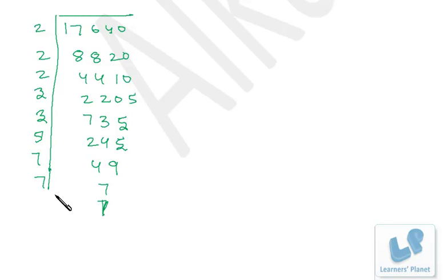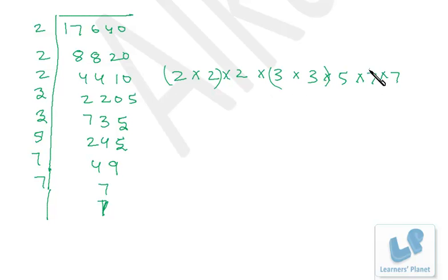1 is 7. So we got the factors of this as 2 into 2 into 2 into 3 into 3 into 5 into 7 into 7. Now make group of 2 2. Now we are left with one 2 and one 5. Okay, that means this number is not a perfect square.